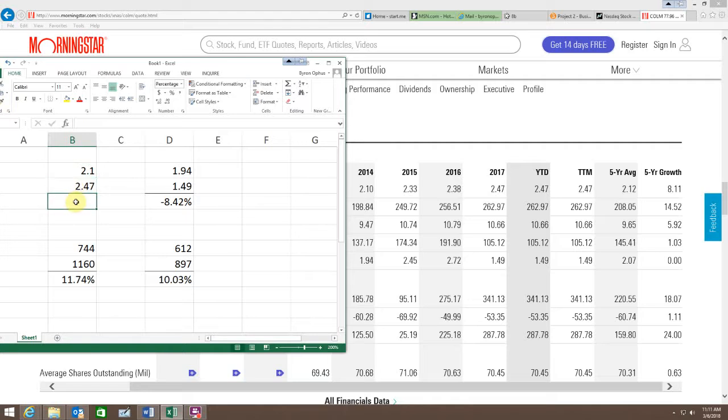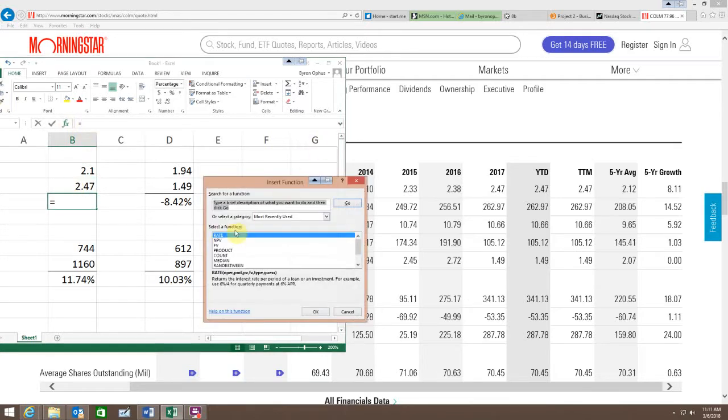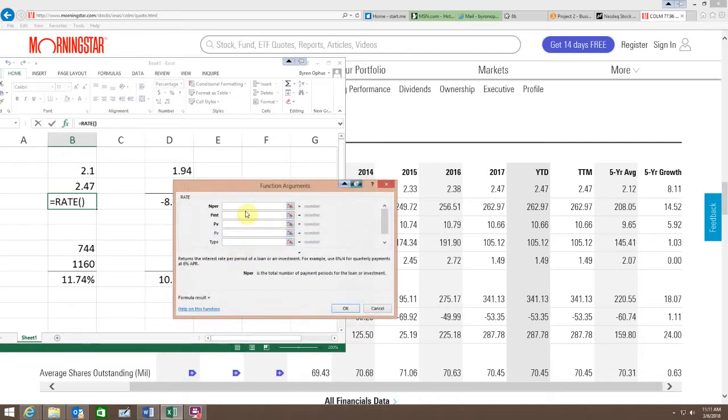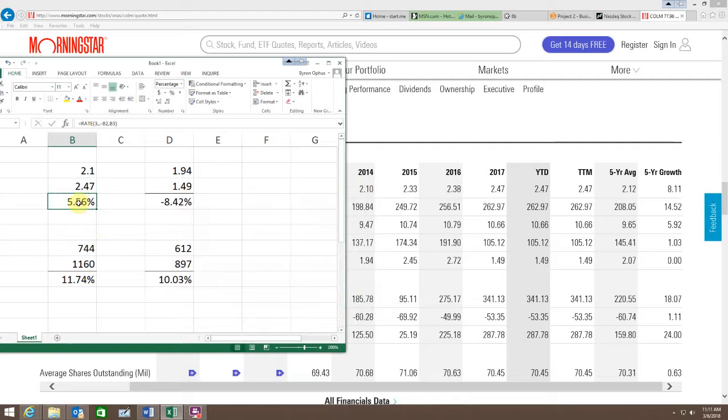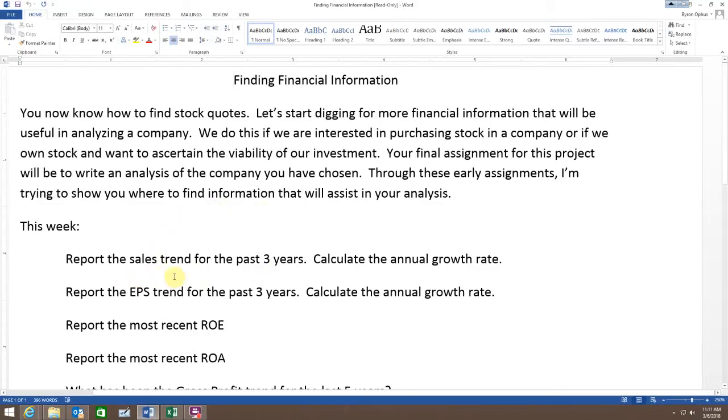So you put that in, and then you come up and hit that, and we're going to try to determine the rate. So I click OK. My number of periods, I'm going to put 3. I don't have a payment. I've got a present value, which I want to enter as a negative number, as we've learned in doing some of those things. And then my future value is that, and voila. There I go. So my 3-year growth rate has been 5.56%. And that's the sales trend.